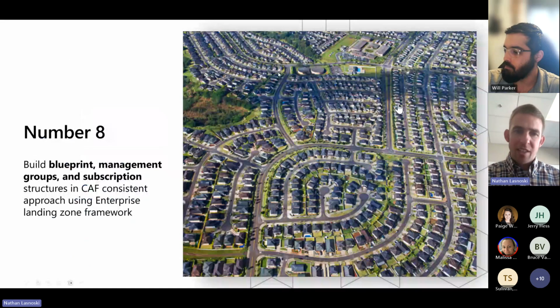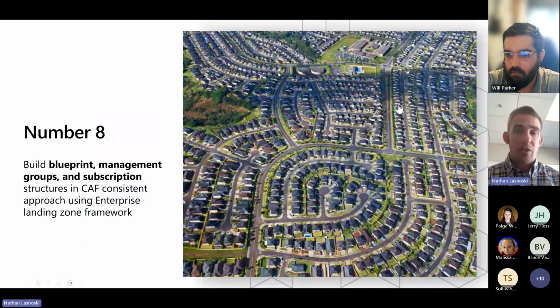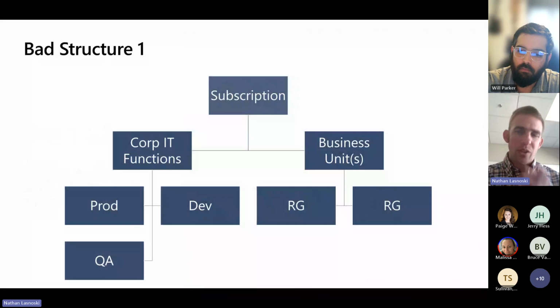Okay, so in this context, it's important that you build out the right structure. And sometimes this is an opportunity for organizations to retrofit to an appropriate structure if they're running into scale problems or management problems, or they can't apply policy in the way that they'd like to. So what you can see here is an example of a bad structure. And why this is a bad structure is everything is consolidated in one subscription or a small number of subscriptions.